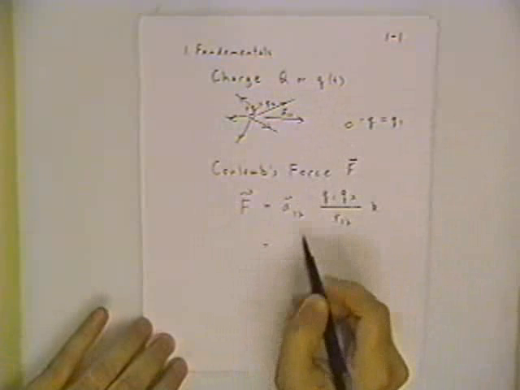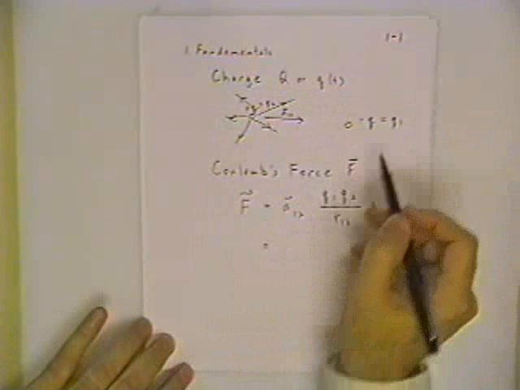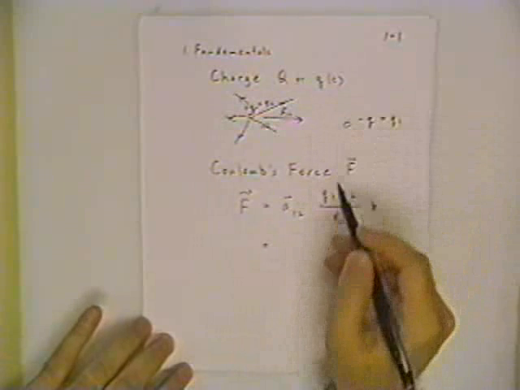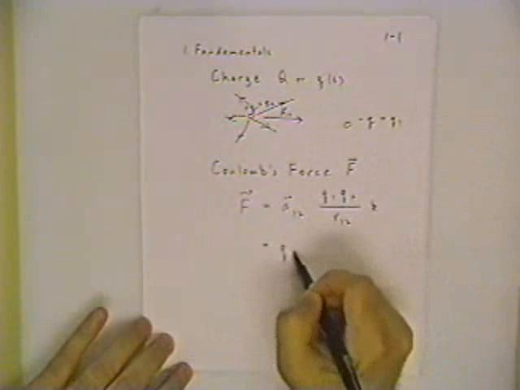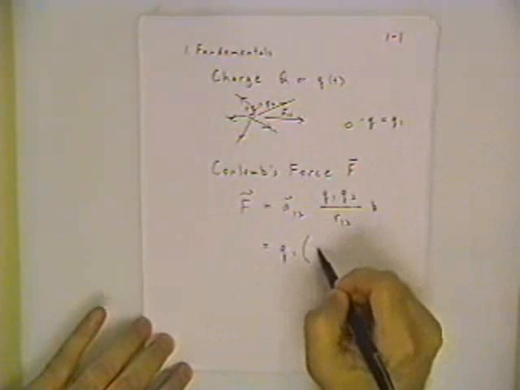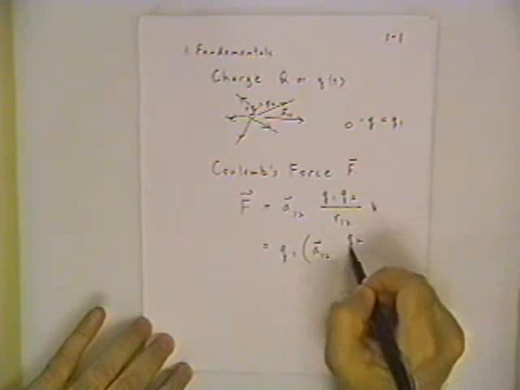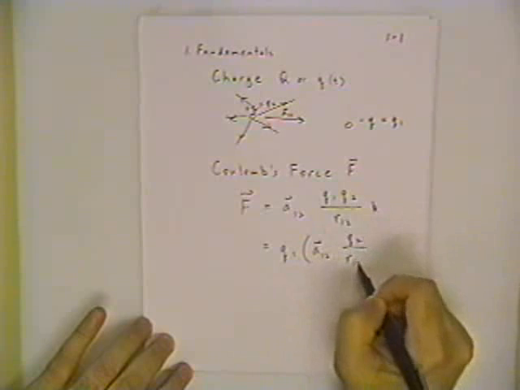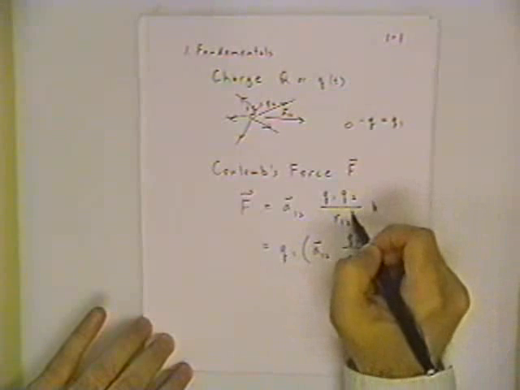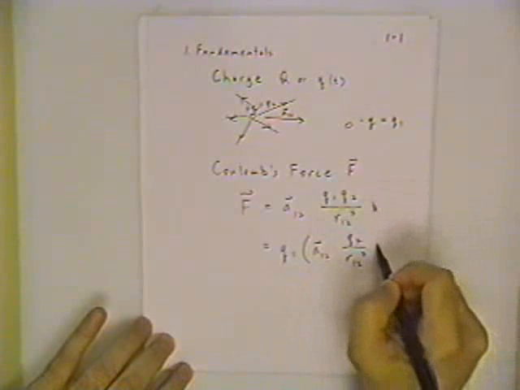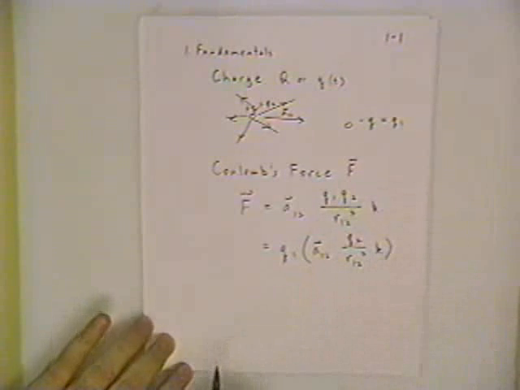And down here in the equation, what you can do is isolate and say, well, Q1 is the charge that's feeling the effect of the field. So let's isolate that out in front, Q1, and then we'll say A12 is the vector direction, Q2 over R12, and I better fix my equation with a square right there. And there's the proportionality constant.